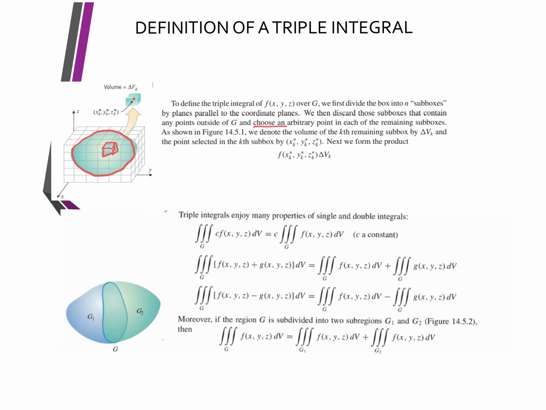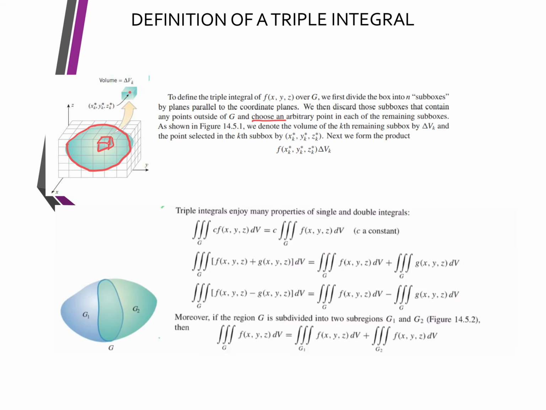Okay, these are the properties of triple integral. Let's say we have a constant C, then we can move C outside the integral. Let's say we have a plus and minus, so we can split this into two integrals. The last one, let's say we have this region and it is divided into 2, so the whole region can be equal to G1 plus G2.